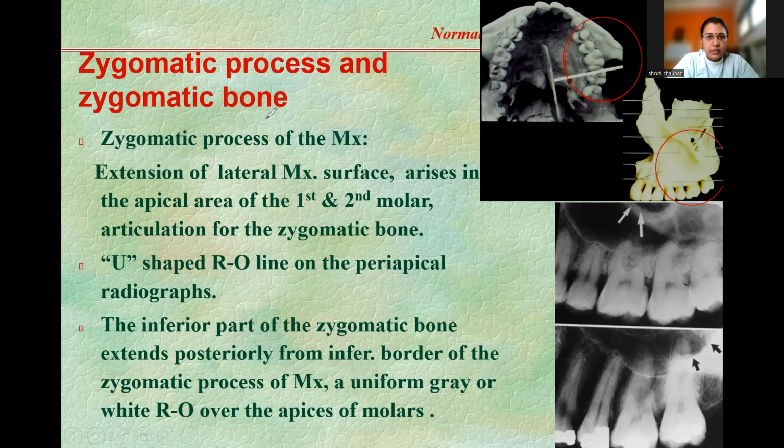Okay, yeah, okay. See, when I, can you see this round thing over here? This U-shaped structure is the zygomatic process of the maxilla. Okay, and the continuation of this posteriorly is the zygomatic process. Sorry, it is the zygomatic bone. Okay, so we have two things here.